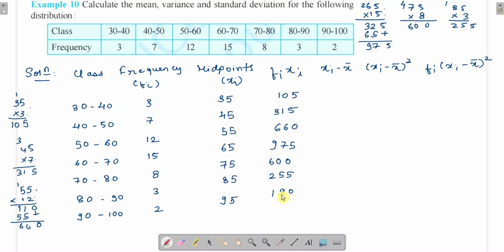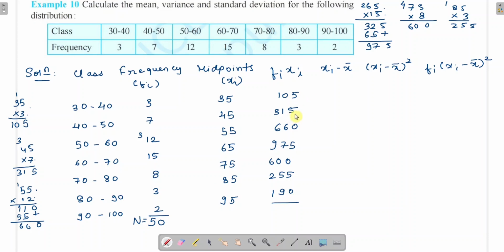Okay. So let us take the sum of this fi and then this. 3 plus 7 is 10, 10 plus 12 is 22, 22 plus 15 is 37, 37 plus 8 is 45, 45 plus 3 is 48, 48 plus 2 is 50. So capital N is equal to 50.